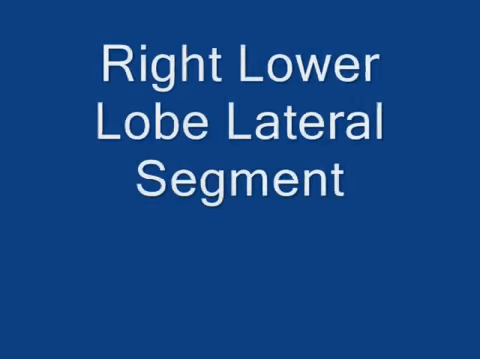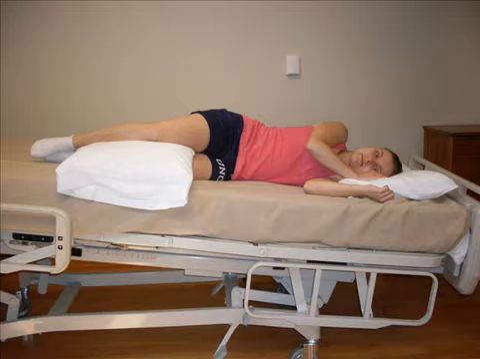The patient is side-lying on their left side in a Trendelenburg position with shoulders and elbows flexed to 90 degrees. Pillows should be placed underneath the patient's head and between the knees.